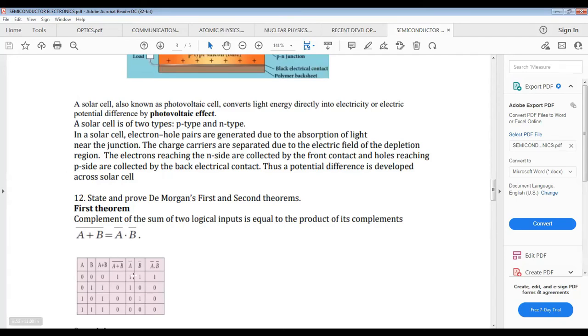So you can draw the truth table. For the truth table of A plus B whole bar, the output is 1000. For A bar dot B bar also, the output is 1000. So both are the same.